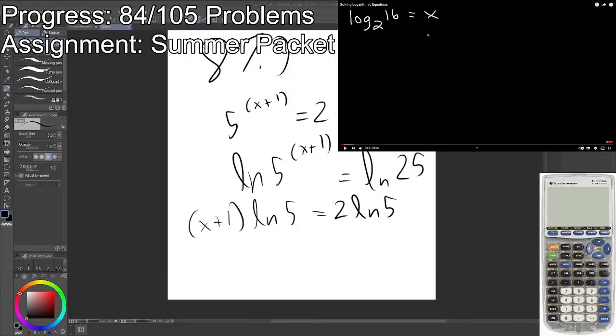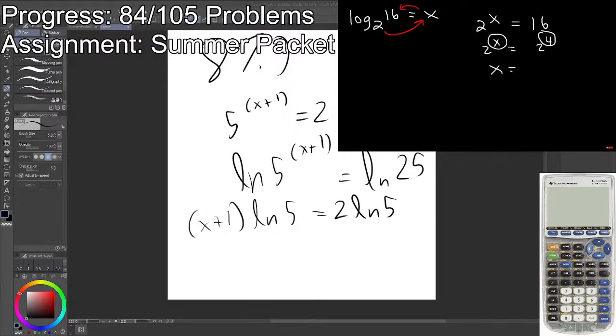Well, it would be 4, but I don't know how to show that. Convert it to exponential form: 2 raised to the x is equal to 16. Now you might already see the answer, but I'm going to go ahead and solve it. We know that 2 to the 4th power is 16, so therefore x is equal to 4.